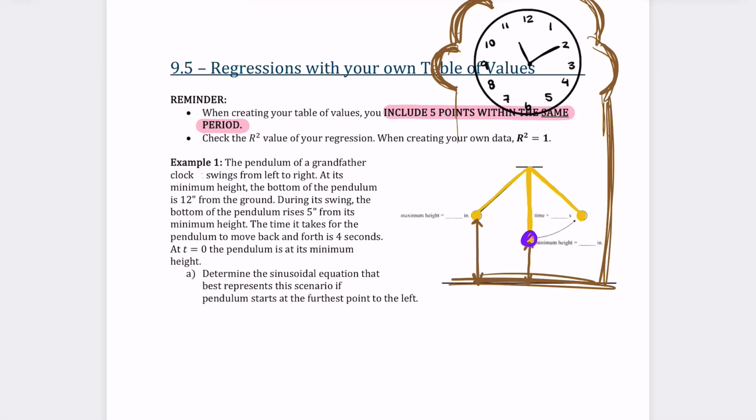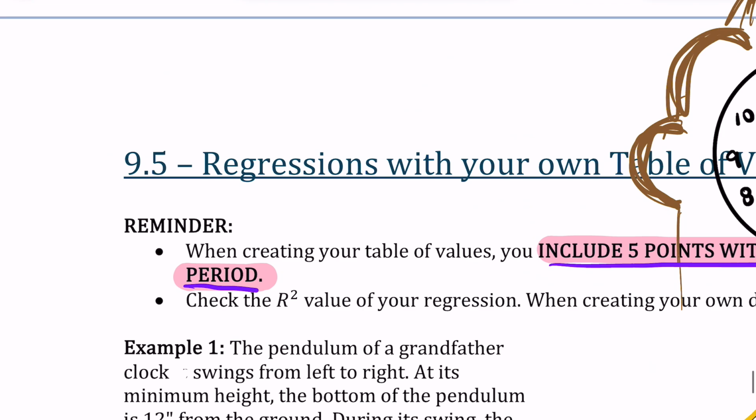We are taking a look at the last lesson of the whole entire year, which is regressions of sinusoidal functions, but where you're making your own table of values. Now, the most important point is when we're doing our own table of values, we need to include 5 points within the same period. Now, really quick, we talked about this the other day, but we'll talk about it again.